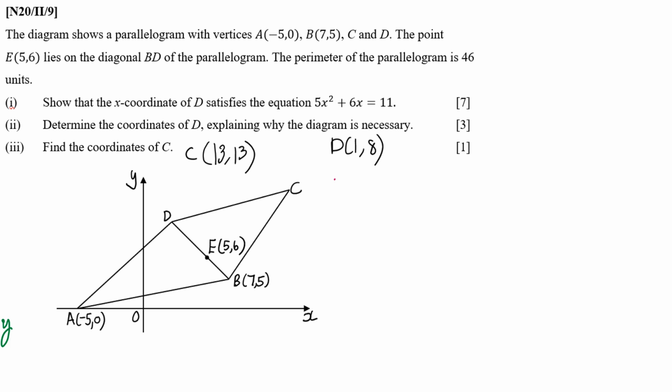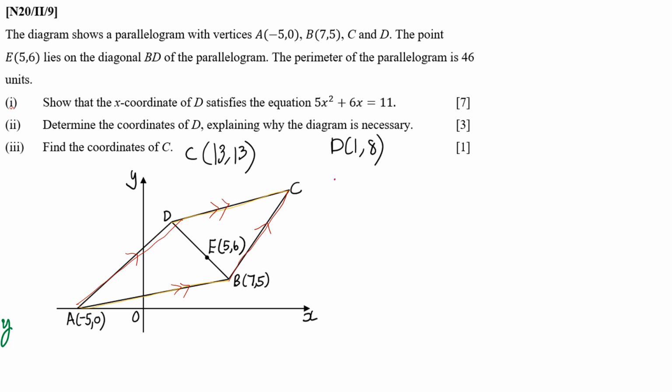You're given a parallelogram. So for a parallelogram, there are certain properties that you need to recap on. What are the properties? We know that the distance AB is the same as distance DC. We know that the distance BC is the same as distance AD. And we know that the opposite sides are parallel to each other. Okay, let's look at the question. You're given point A, point B, point E, and the perimeter of the parallelogram is 46 units.